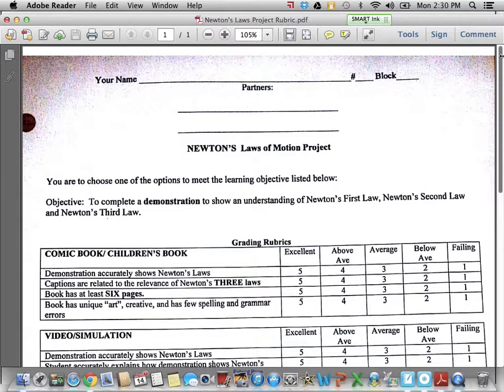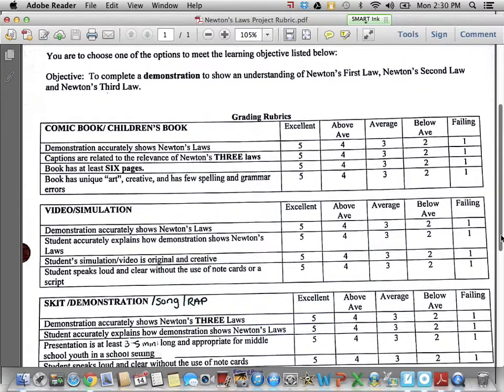You will have to take your rubric home with you every day, and you probably have to take your notebook home with you every day to get the information that you need, but you must have your notebook back to class the days that you need it. All right, moving down. I've already told you the objective is for you to demonstrate your understanding of the three laws. Each spot, you're not doing all of these, you're only doing one. So whatever one you do, that's the rubric I'm grading you on.